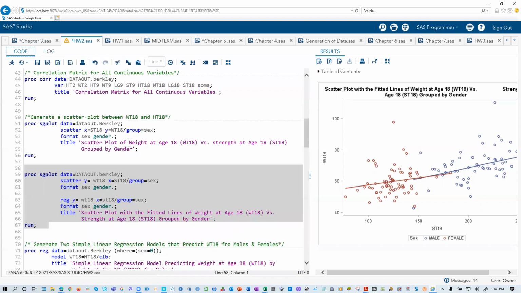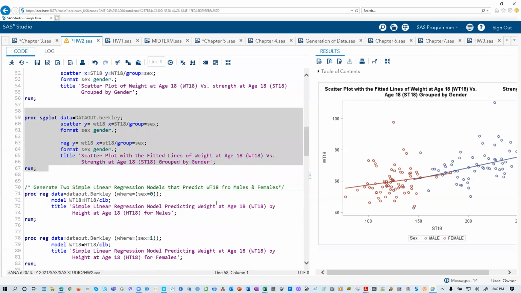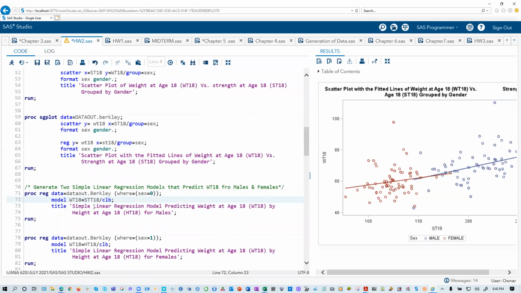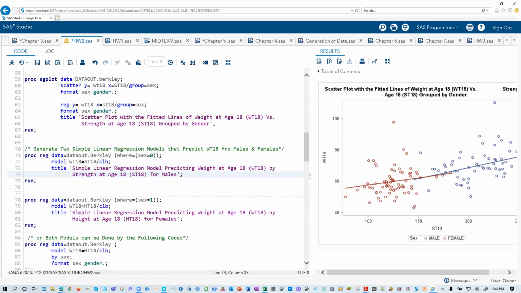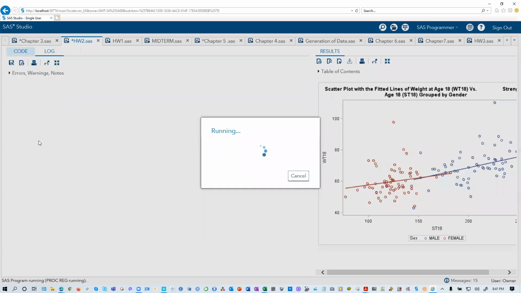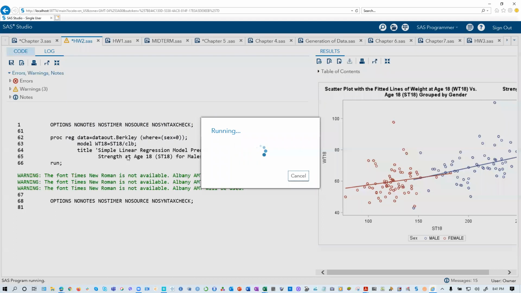That's not what they asked us. That's to simply run the regression. Run a regression for males and females. So since we decided WT18 is being regressed on strength, ST18, this one is strength. So the same thing we ran in a different way.